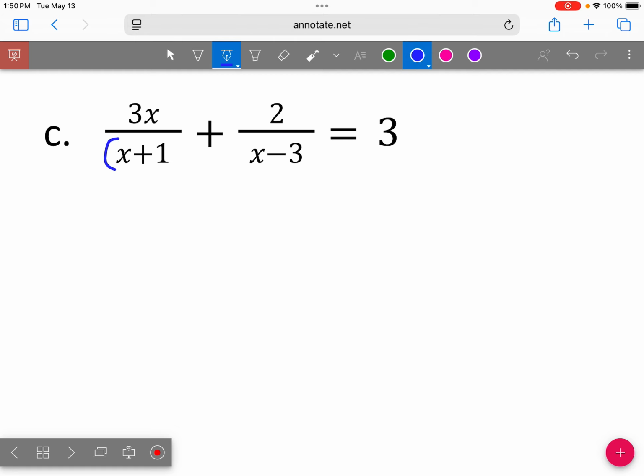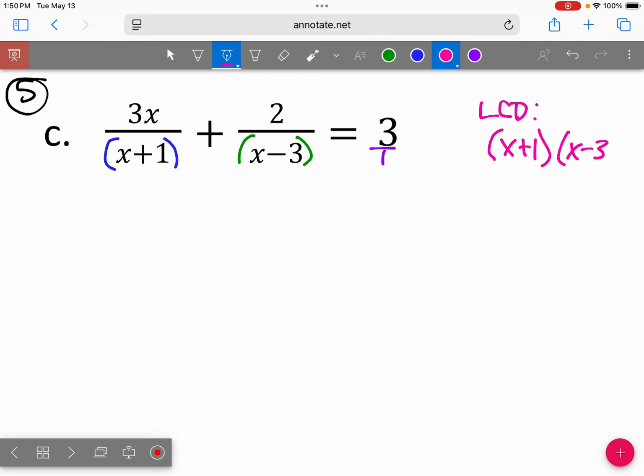So on this guy, I have a chunk in the denominator here that's an x plus 1, and I have a chunk in the denominator here that's an x minus 3. What is the denominator on 3? 1. I could put this as 3 over 1. So our least common denominator here is going to be what pieces? Our x plus 1, that's a piece that's in the denominator, and our x minus 3.